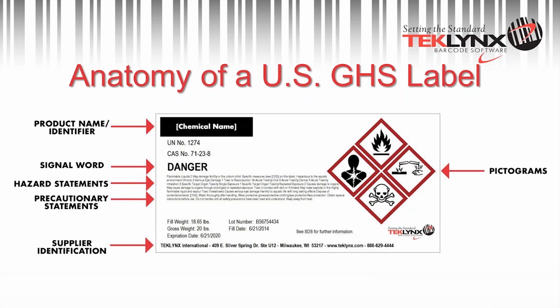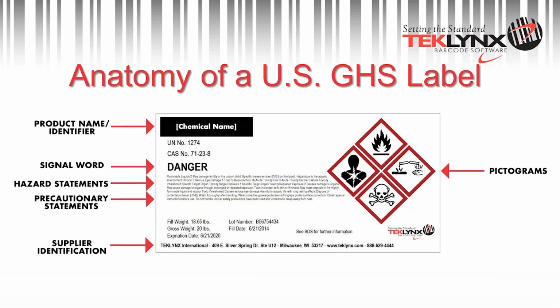The first one is the product name or identifier. That's fairly straightforward. Every hazardous chemical is identified by a name, and that needs to be represented on your label. The next section is a signal word. There's only two options for what this signal word could be, but the signal word is either danger or warning, depending on the severity and how hazardous OSHA deems a chemical is.